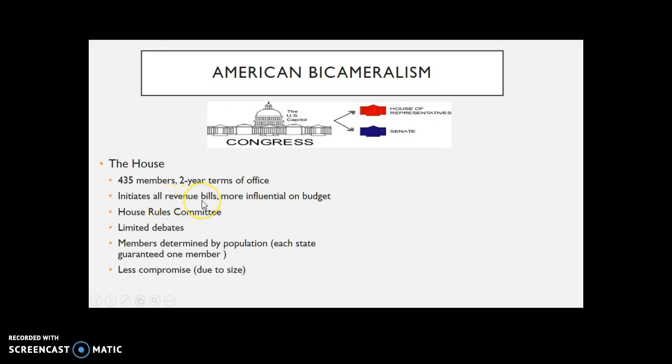All revenue bills start in the House. The Senate cannot introduce a bill that has to do with revenue in terms of taxing or tax cuts. All of that has to start in the House. What's also unique about the House is that they actually have a rules committee, and that governs all bills, all legislation that is proposed. The House is also more, if you will, strict when it comes to rules, more formalized. They have fewer debates, they are timed, and of course, as you hopefully do know, the members of the House are determined by population, meaning that states that have more people are ultimately going to have more representatives in office.